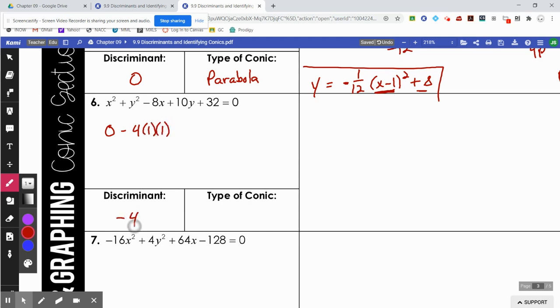Okay, the next one. Again, b squared is 0 minus 4 times 1 times 1. So my discriminant is negative 4. Since it's a negative, that means I have either an ellipse or a circle. Since these are the same, then this must be a circle.